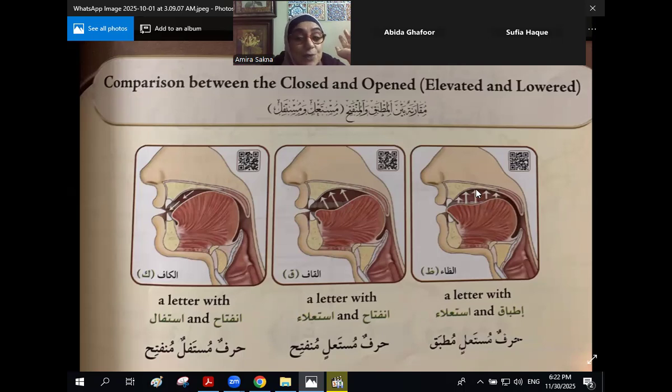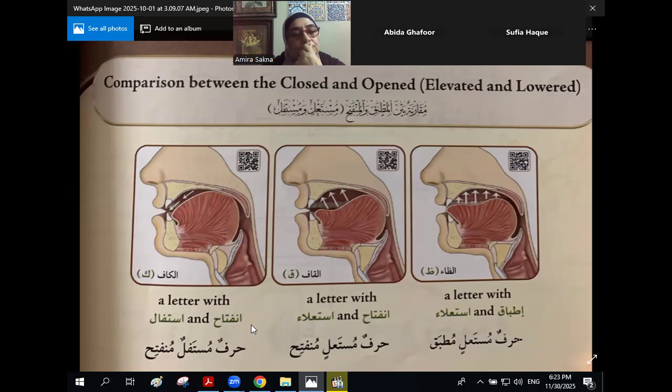You see? That's why the tafkhim here is much stronger than the tafkhim here. Because as we said, here we have two strong characteristics, which are استعلاء and إطباق, elevation and adhesion. Here it would be less, because I have one strong characteristic, which is استعلاء only, elevation. But انفتاح is weak. انفتاح, it's opening.